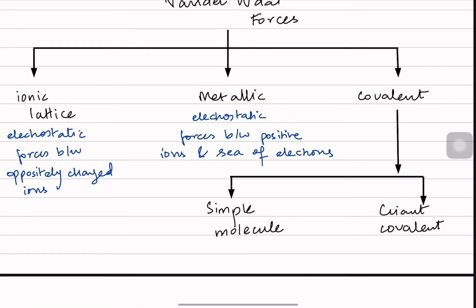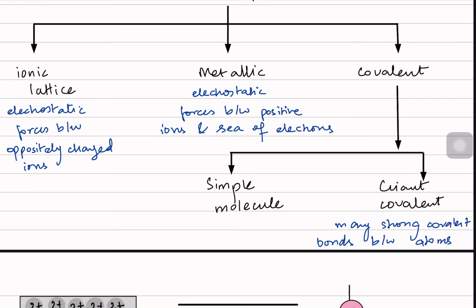When I talk about giant covalent or simple covalent, then it becomes trickier. In giant covalent, it's always about many strong covalent bonds between atoms. For example, if I were talking about diamond or graphite or silica, this is what my phrase should have been. And then when I talk about simple molecules, things become trickier.